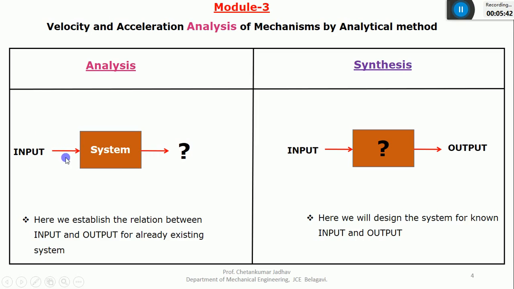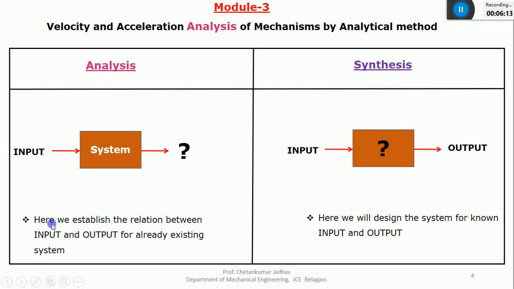As you supply electrical power, the belt drive starts rotating, correct? As the belt drive starts rotating, the chuck of the lathe machine also starts rotating. It means you need to find the output. What is the speed of that 3-jaw chuck or the 4-jaw chuck? In general, there is an already existing system, you already know the inputs, and you need to find the output.